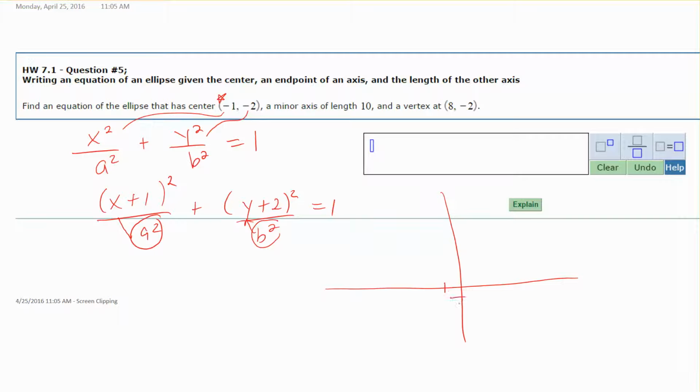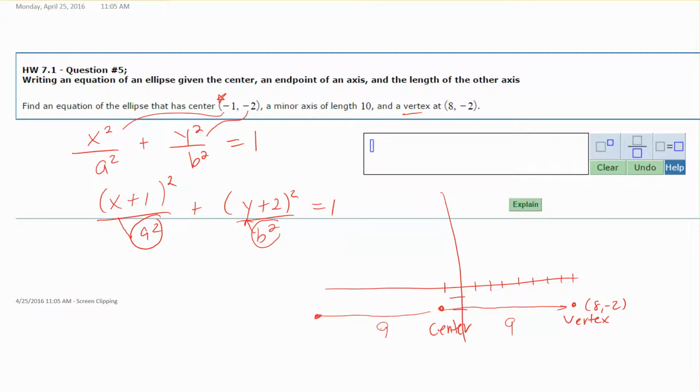So we have -1, -2, center. Vertex is at 8, -2. And because my vertex is going horizontally out from the center, notice the distance is 9 spaces. I could go 9 spaces the other way, and I could plot the other vertex as well.